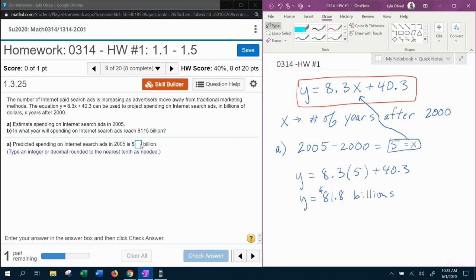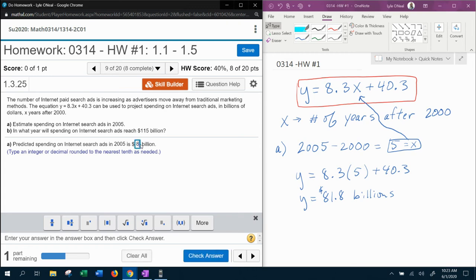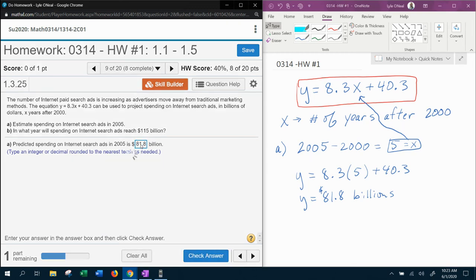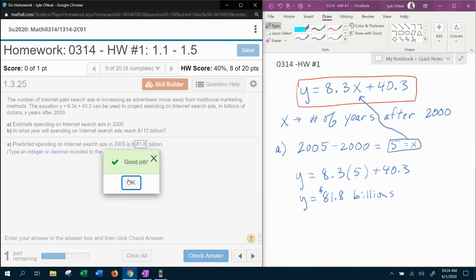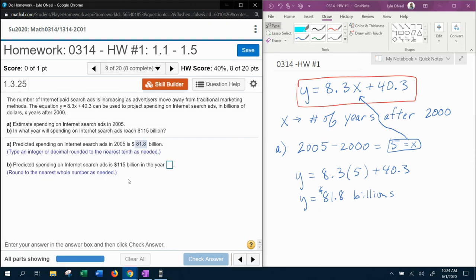And now let's go to MyLab Math and see if we're right. $81.8 billion spent. Yay. Now for part B. Predicted spending on internet search ads is 115 billion in what year? Okay, so this is the flip side of this problem. Part B, now instead of giving me time, they've given me money. So in other words, they're saying y is $115 billion.